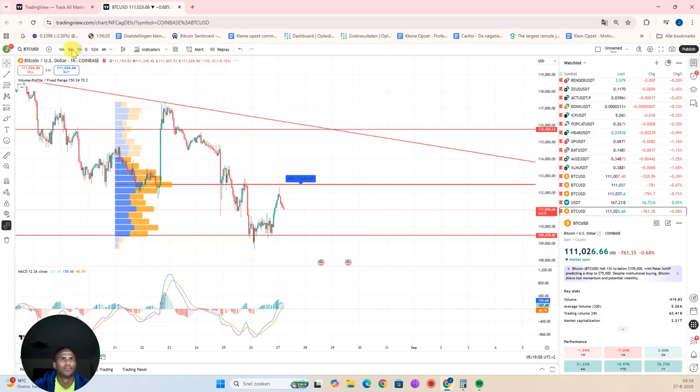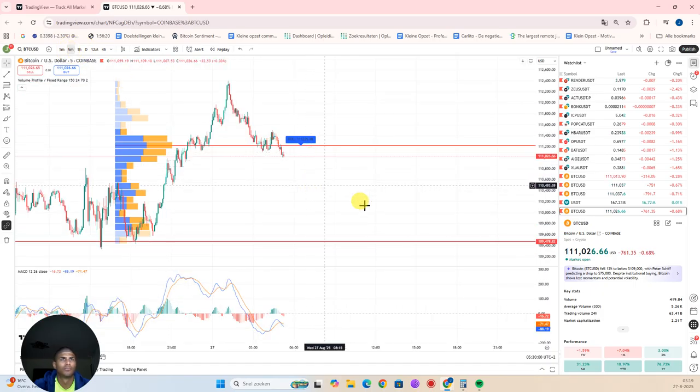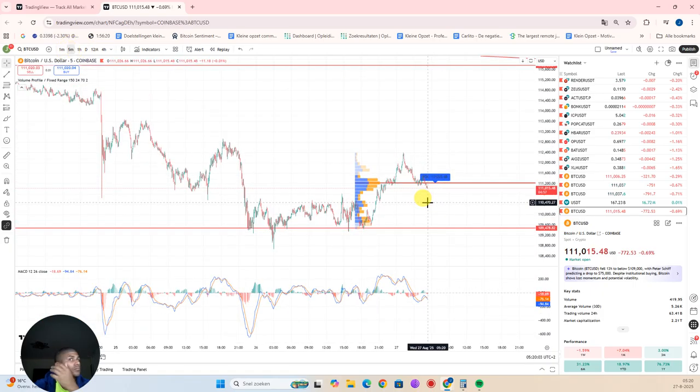Now, you've probably seen diagrams like this, right? Like, wouldn't it be easy if the market just moved like this? Now, of course, yes, we understand that market structure is higher highs and higher lows, but we all know it's not that easy.